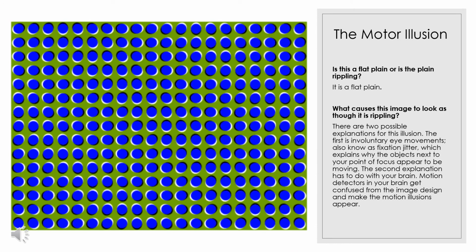The motor illusion. Is this a flat plane or is the plane rippling? It is a flat plane. What causes this image to look as though it is rippling? There are two possible explanations for this illusion. The first is involuntary eye movements, also known as fixation jitters, which explains why the objects next to your point of focus appear to be moving. The second explanation has to do with your brain. Motion detectors in your brain get confused from the image design and make the motion illusion appear.